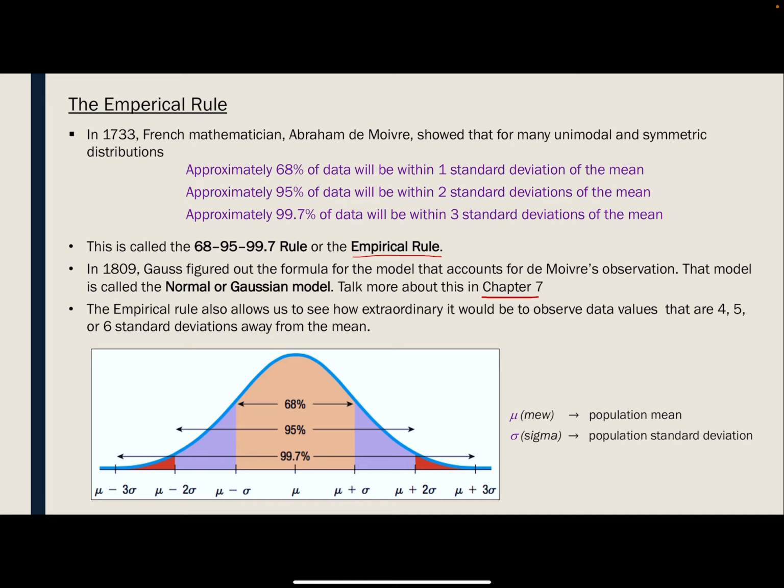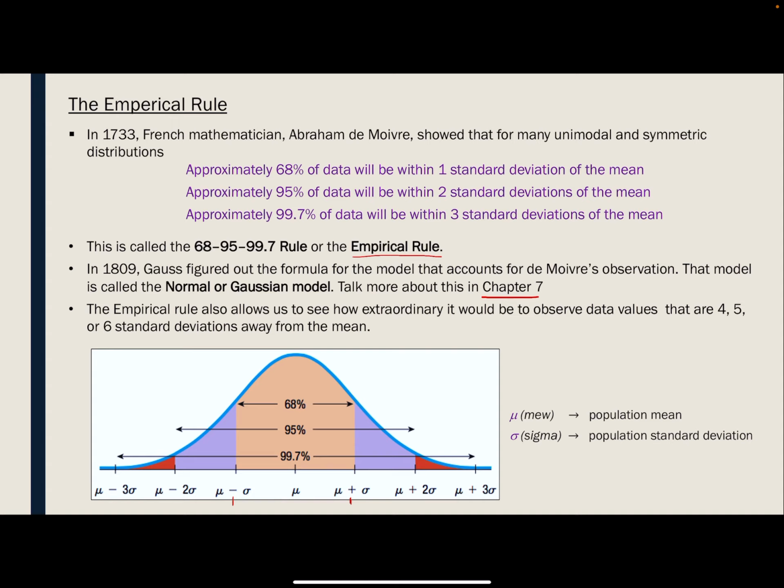So I've got a diagram here showing the empirical rule. And remember that mu is the population mean and sigma is the population standard deviation. So when you know the mean, that's going to be in the center of this distribution that is unimodal and symmetric. And if you take that mean and add the standard deviation, that will bring you here, and then take the mean and subtract the standard deviation, then we know that between these two values, we should see approximately 68% of the data.